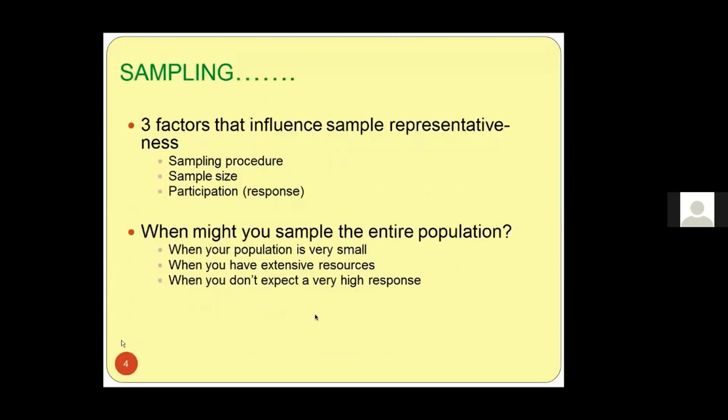There's three factors that influence a sample's representative nature. The first is the sampling procedure, another is sample size, and the last is the participation or the response, the return of whether it be a survey or consent, permission, that sort of thing.